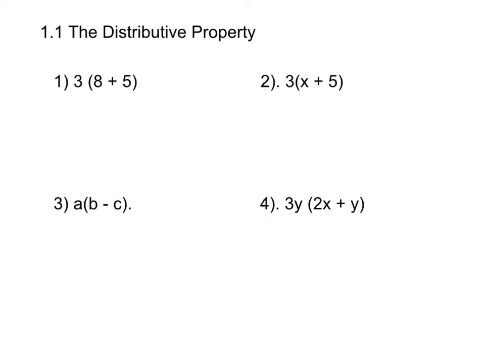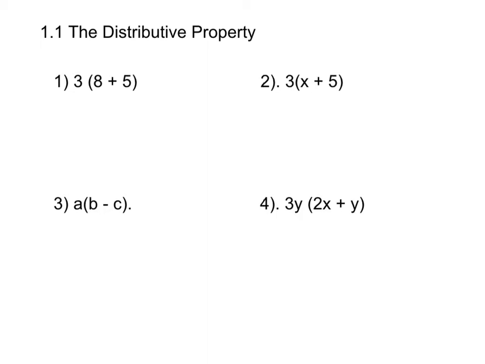So here are the 4 examples. Now if you remember what the distributive property is, the distributive property is a way that you can actually simplify an expression by multiplying what's outside the parentheses to everything that's inside the parentheses. So let's look at the first example. We have 3 times the sum of 8 plus 5. So 3 times the sum of 8 and 5.